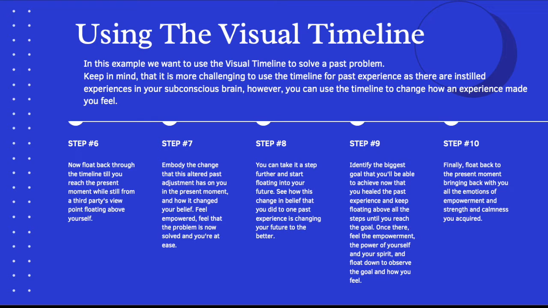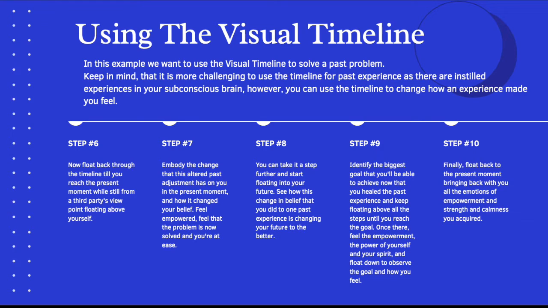Step number 8, you can take it a step further. And now you want to start floating into your future and see how this alteration that you did in the past, this change in belief that you did to one past experience, is changing your future to the better. And what you want to do in step number 9 is to identify the biggest goal that you'll be able to achieve now that you healed the past experience. And keep floating above all the steps until you reach this goal.